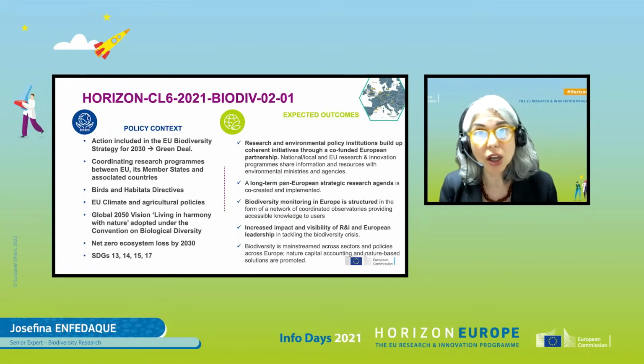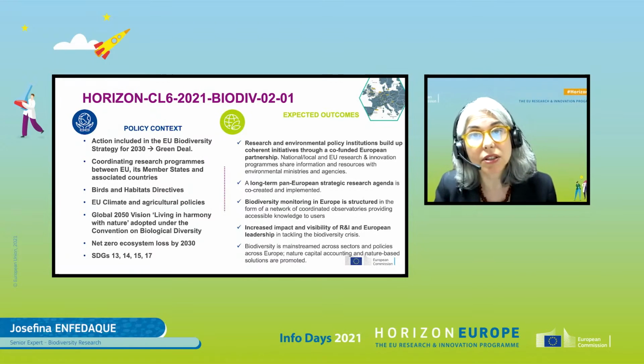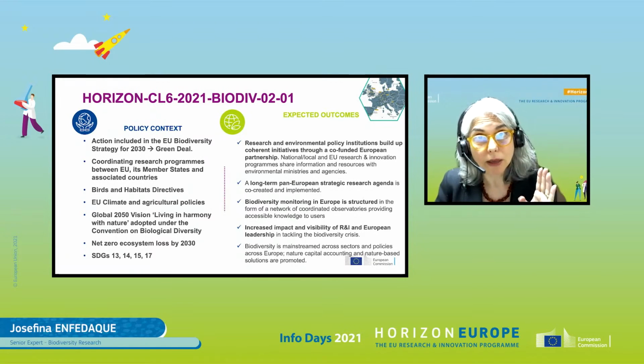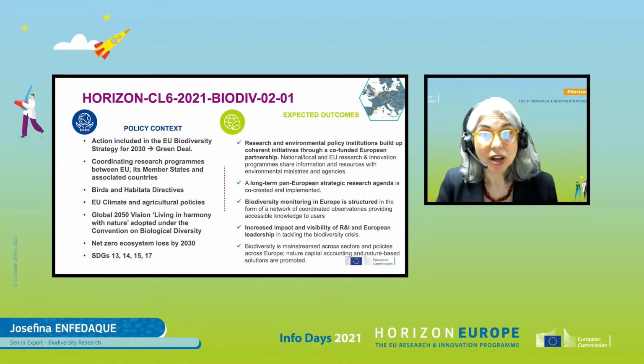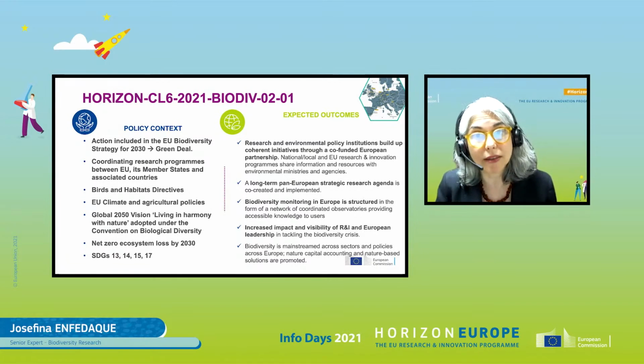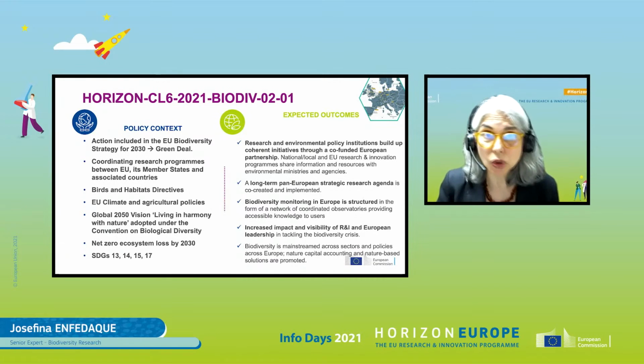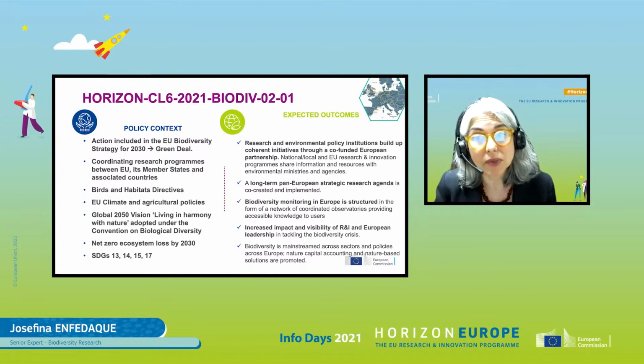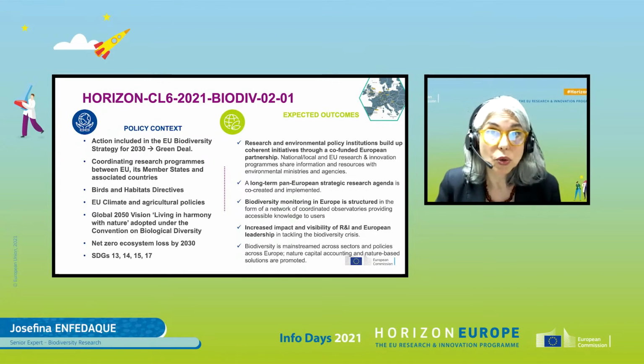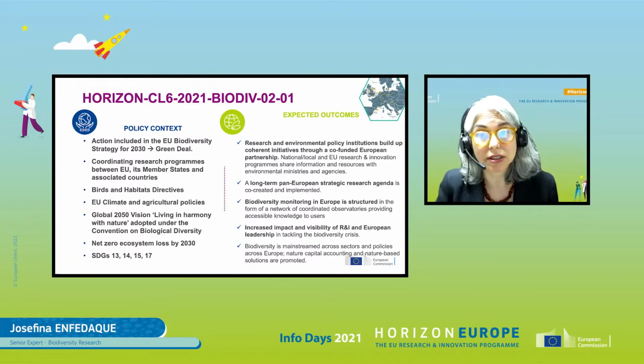This is about national, local, and EU research and innovation programs sharing information and resources in kind and in cash with environmental ministries and agencies with a biodiversity strategic agenda, which will develop into a long-term pan-European agenda, co-created and implemented. It's also about structuring biodiversity monitoring in Europe in the form of a network of coordinated observatories providing accessible knowledge to users. It's also about increasing the impact and the visibility of research and innovation and the European leadership in tackling the biodiversity crisis.